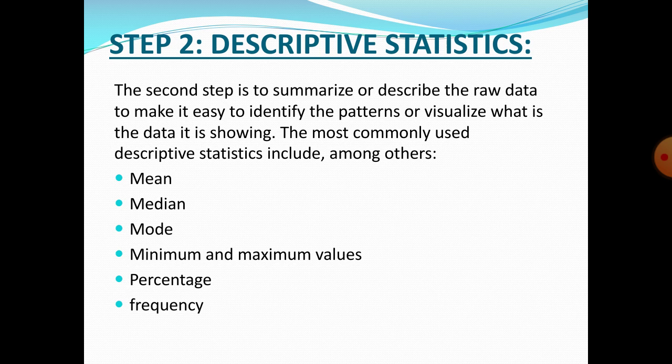Then minimum and maximum values. It is the range or the highest and lowest values or scores for a particular variable. Then percentage. It is a format to express the set of the values or scores for variables as a percentage of the whole. Frequency. It is the count of the number of times a particular value or score is found or observed in the scale or the data set.